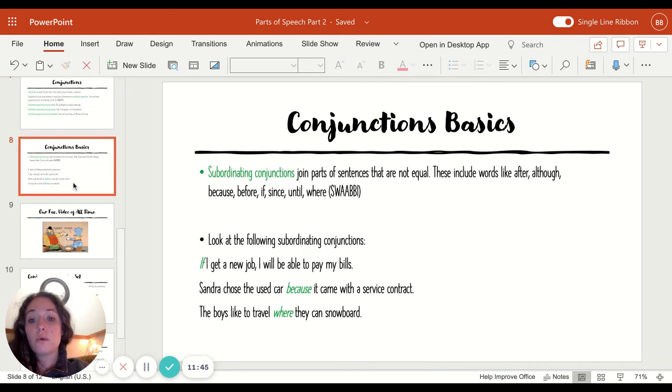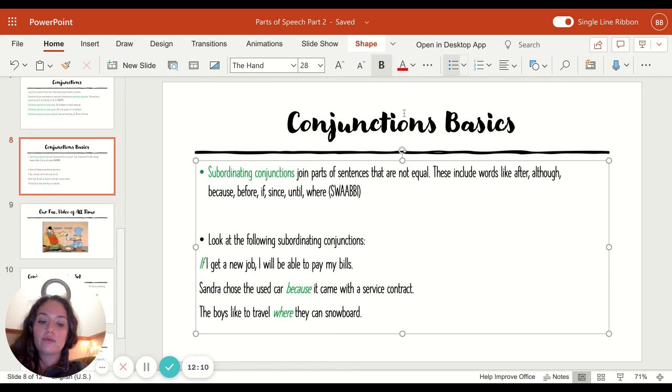So we also have subordinating conjunctions, and these join parts of sentences that are not equal. So coordinating coordinates with each other. Subordinating, one part is bigger than the other part, right? So not equal. This includes words like after, although, because, before, if, since, until, and where. So the little acronym for that is SWABI. Okay? So look at the following subordinating conjunctions.